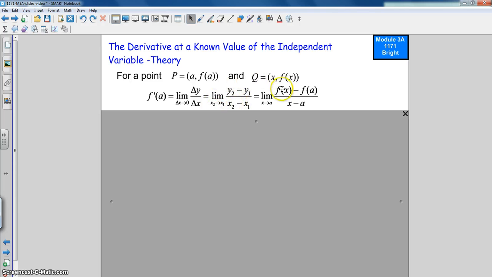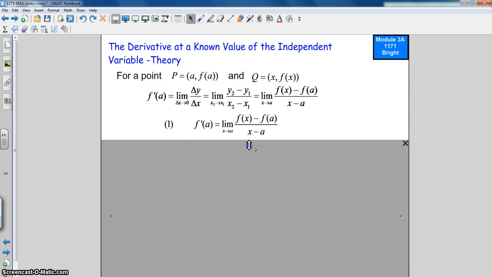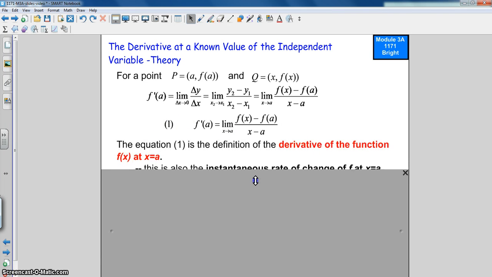And then when I go a step further, now using q and p, that changes my notation to f of x minus f of a all over x minus a, and I'm letting x now approach a, because remember I said I want to take q and move it closer to p, so I'm letting x approach a, and when I do that, I get this result. Okay, and this result we call the derivative of the function at x equal to a.